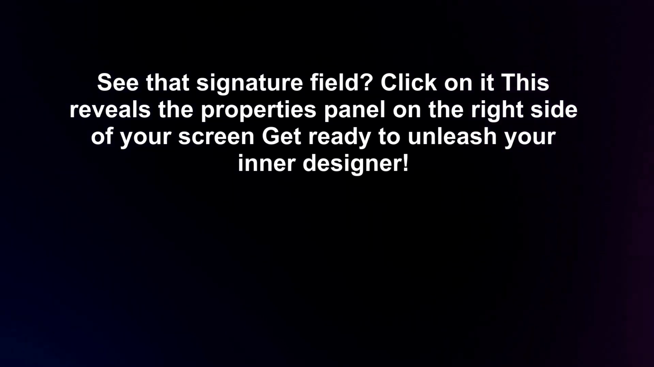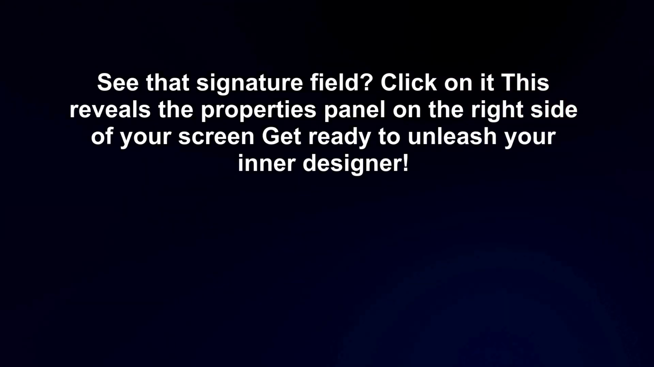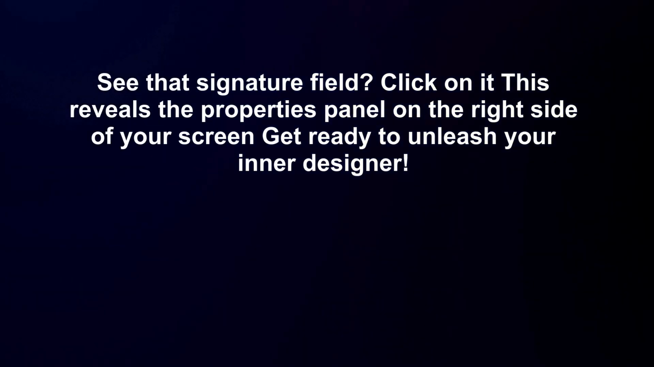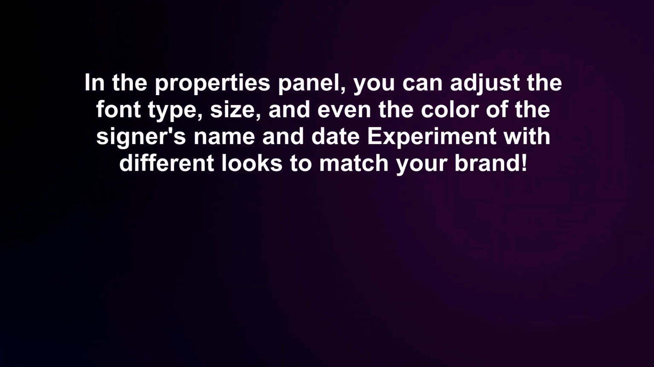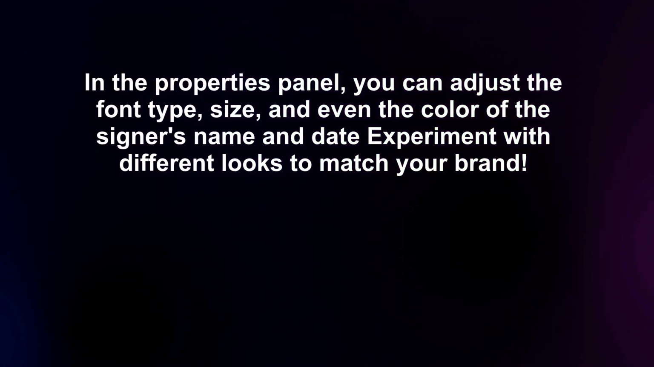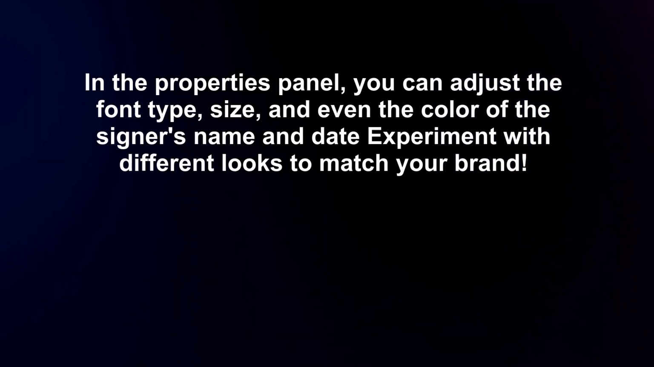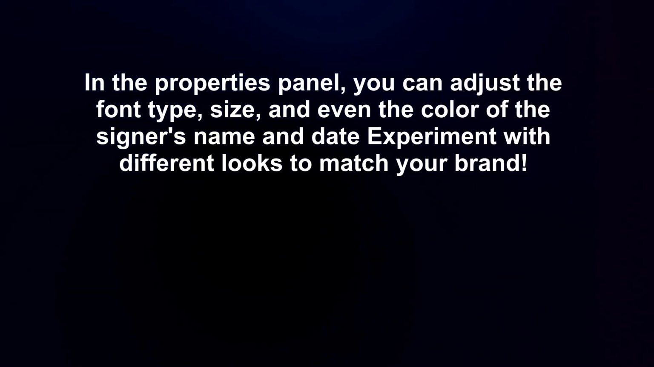See that signature field? Click on it. This reveals the Properties panel on the right side of your screen. Get ready to unleash your inner designer. In the Properties panel, you can adjust the font type, size, and even the color of the signer's name and date. Experiment with different looks to match your brand.